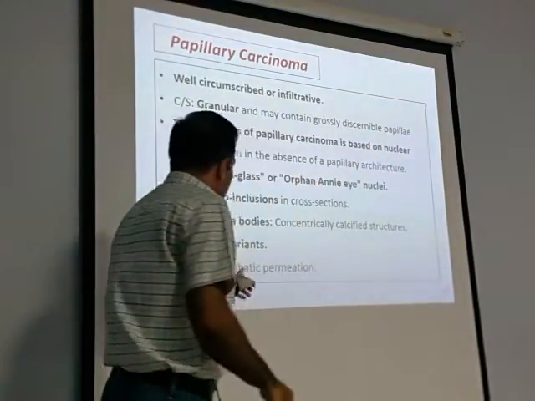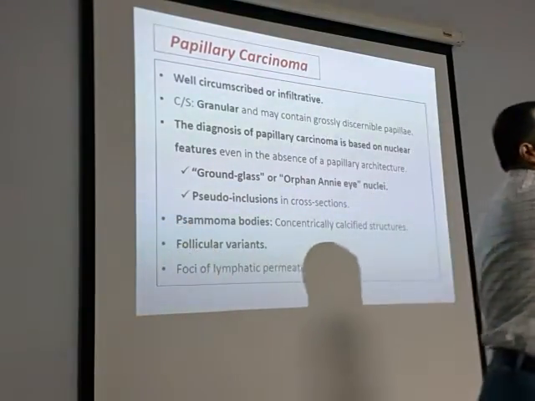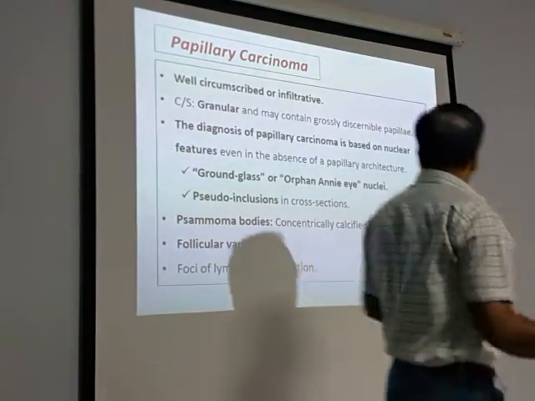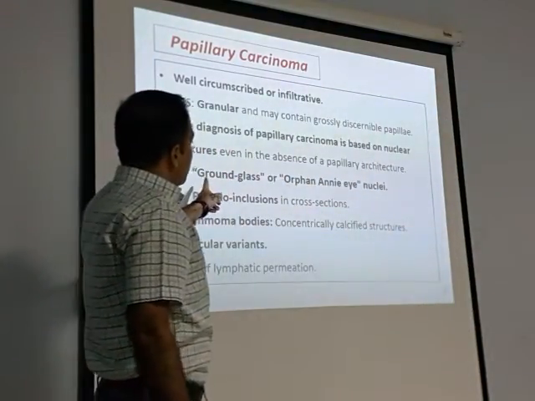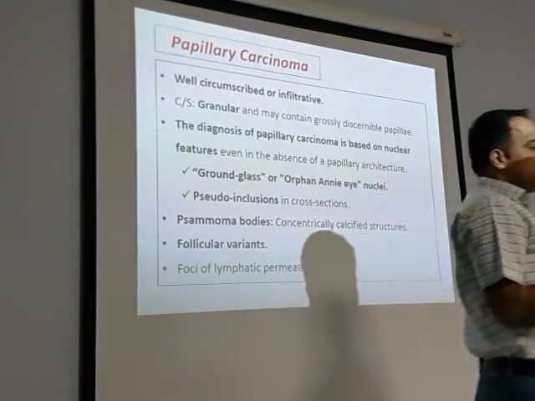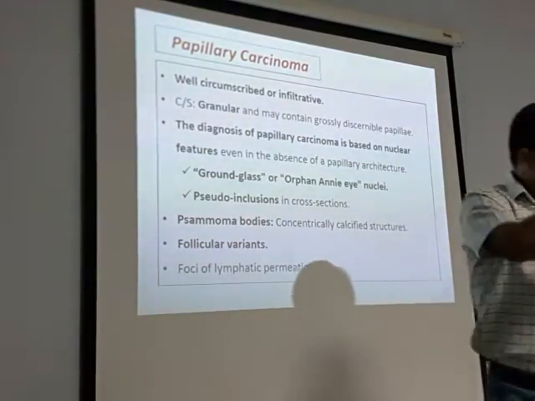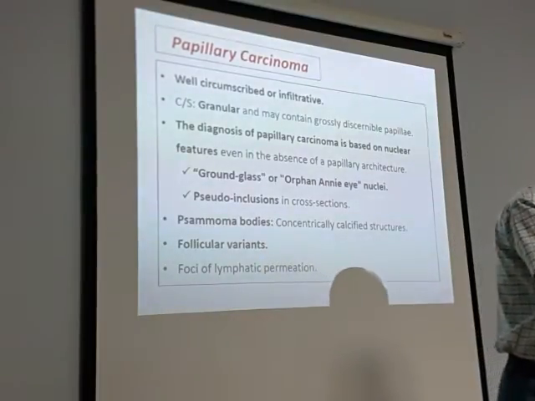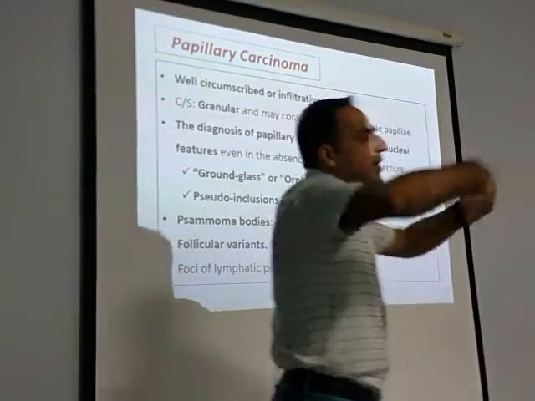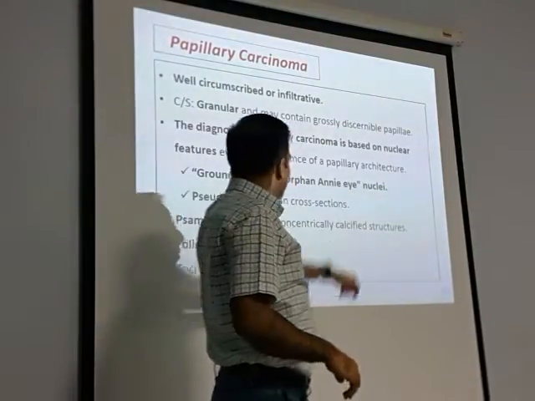Sometimes you will find only the follicles, no papillae, but the report is papillary carcinoma because of the nuclear features. What are the nuclear features? Ground glass or Orphan Annie nuclei. It means the chromatin in the nucleus is finely dispersed. So the nucleus appears empty. Okay? It appears empty in the center, and you can find the chromatin towards the periphery. So finely dispersed chromatin. This is called ground glass or Orphan Annie nuclei.